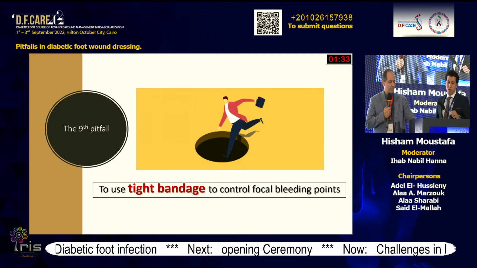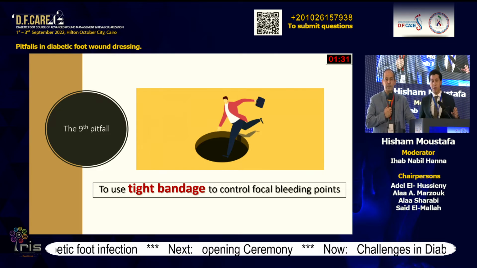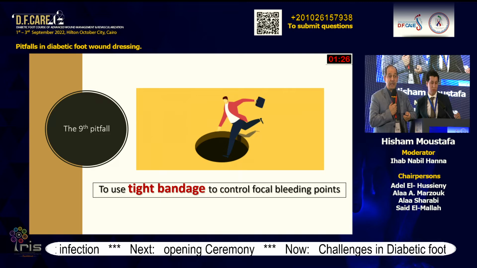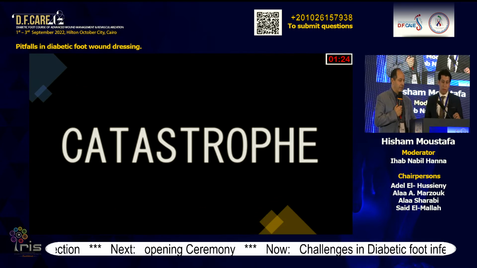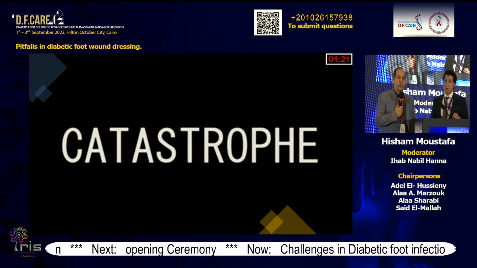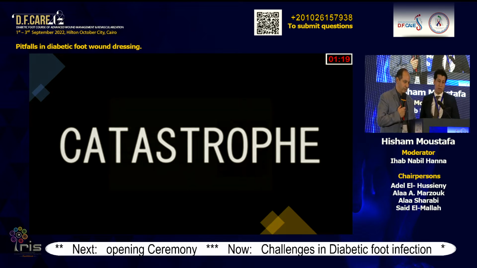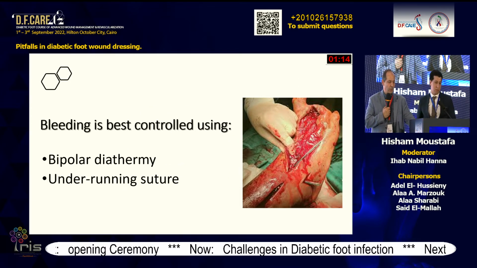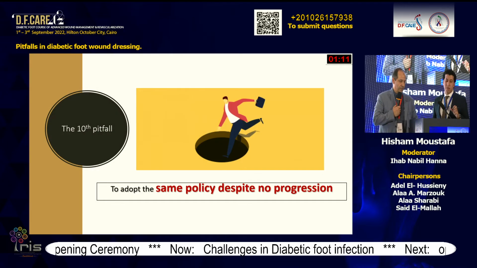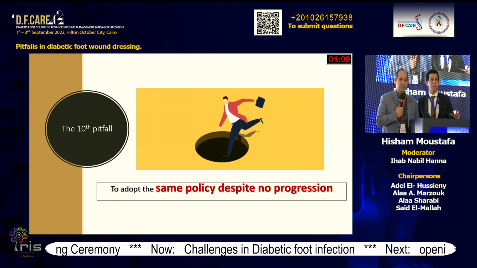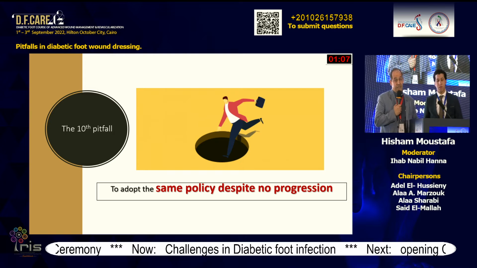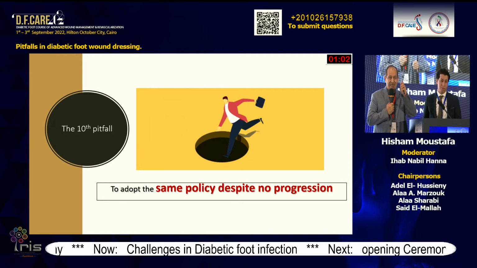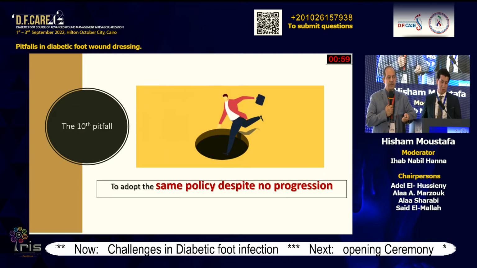The ninth pitfall is to use a tight bandage to control focal bleeding points. This is very common, even a tight bandage during application of VAC. Control of bleeding by tight bandage could be a catastrophe. You may lose the foot. Bleeding is best controlled by bipolar diathermy or underrunning suture. The tenth pitfall is to adopt the same policy despite no progression. This is the last focused point in the pitfalls: to persist on the same policy in spite of no progression.